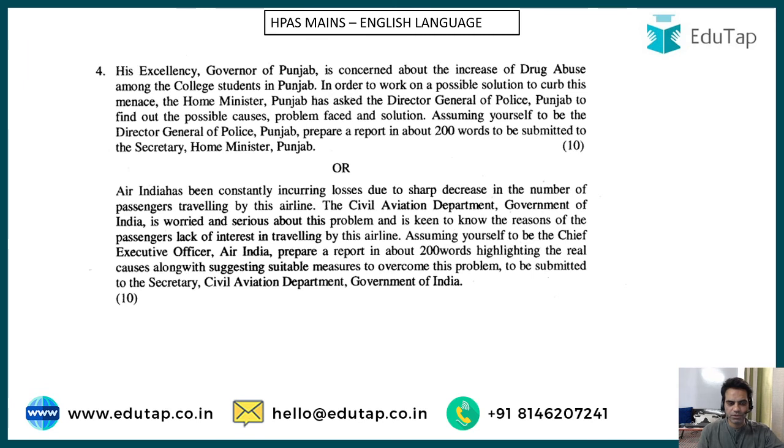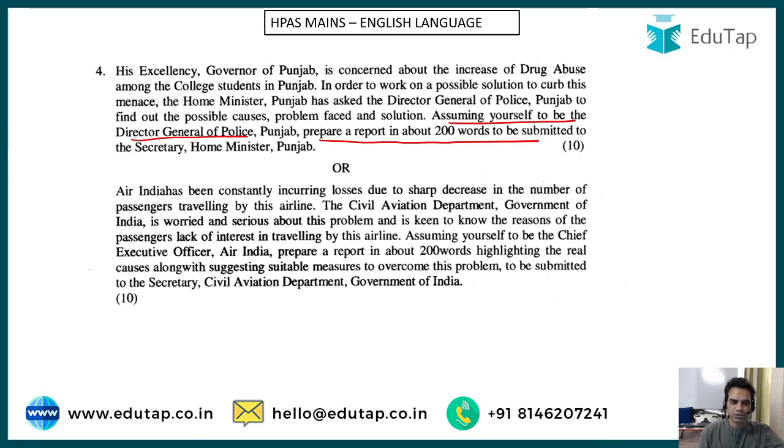Then question number 4, you had to write a report, and the scenario was given to you. His Excellency the Governor of Punjab is concerned about the increase of drug abuse among college students in Punjab. Assuming yourself to be the Director General of Police, you had to prepare a report in about 200 words to be submitted to the Secretary, Home Minister, Punjab.